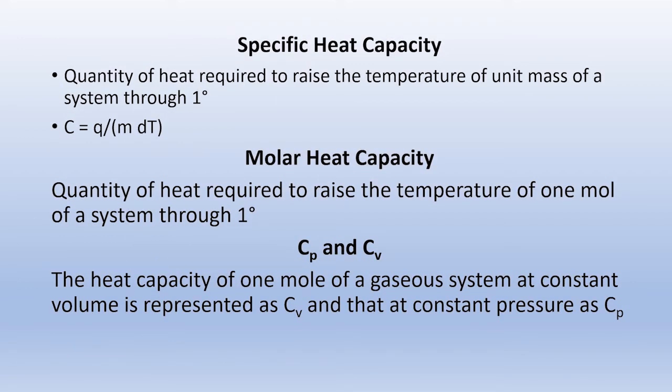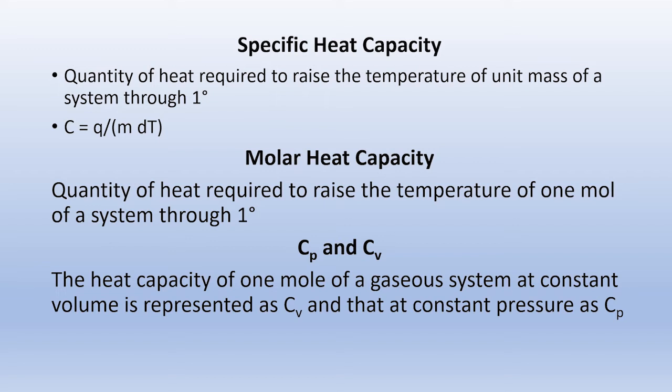Now let's see what is meant by specific heat capacity. As the name indicates, it is heat capacity under a specific condition, where the mass is unit mass. That means the amount of heat required to raise the temperature of unit mass of a substance through 1 degree is called specific heat capacity. So we can write the equation as C equals Q by m dT. The mass is specified there for unit mass of substance, the quantity of heat required to raise the temperature of unit mass of a substance.